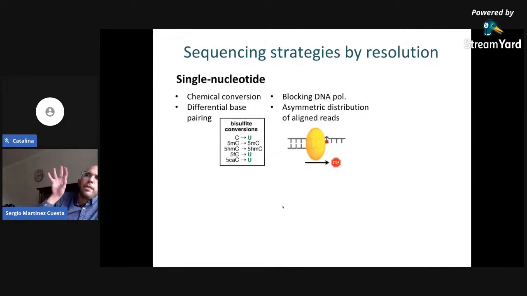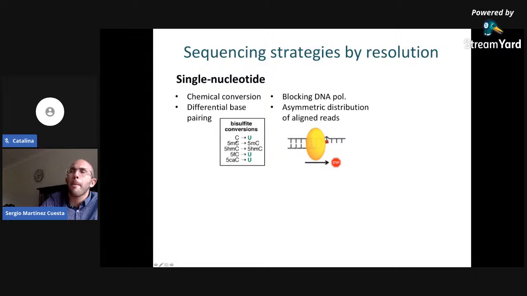So delving a bit more into the sequencing strategies, they're classified based on their resolution. So you've got single nucleotide methods where, for example, you have chemical conversion methods that rely on this differential base pairing. Some of you might have heard about bisulfite sequencing.